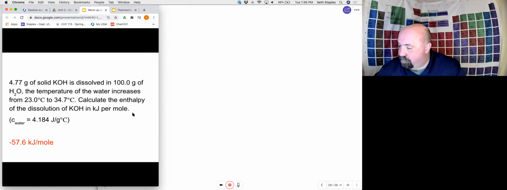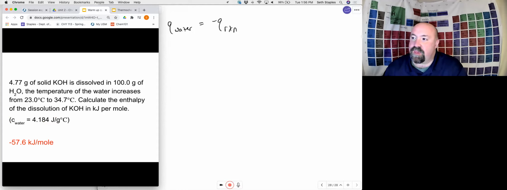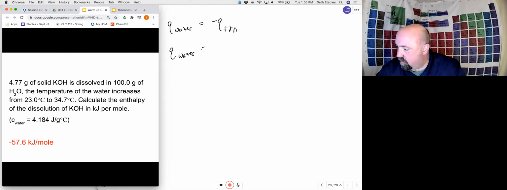And so what we have to start out with here is a recognition that the heat that the water gains is equal and opposite to the heat that the reaction loses. And so it's easy enough for us to calculate the heat that the water gained just by using our old friend Q. Q equals MC delta T.